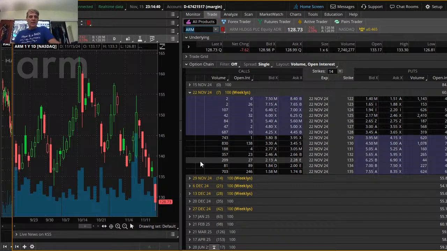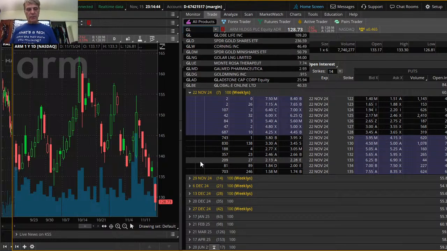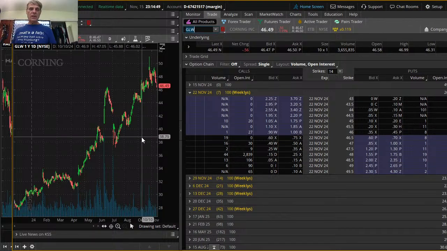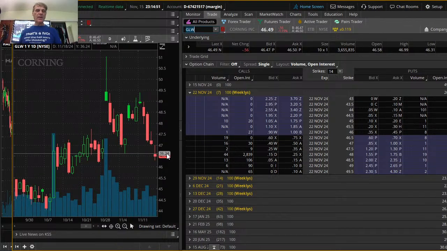That being said, what's next? GLW, Corning. Okay, that's going to be a no. We're looking for the bottom there. Look, see, down, up, down, up, down, up, down, up. Now she's coming down. Again, we're going to find the bottom somewhere around here when we do. MRK, Brad, we already looked at MRK today.